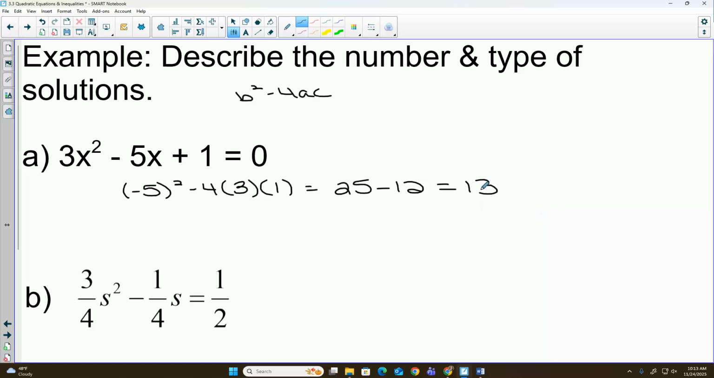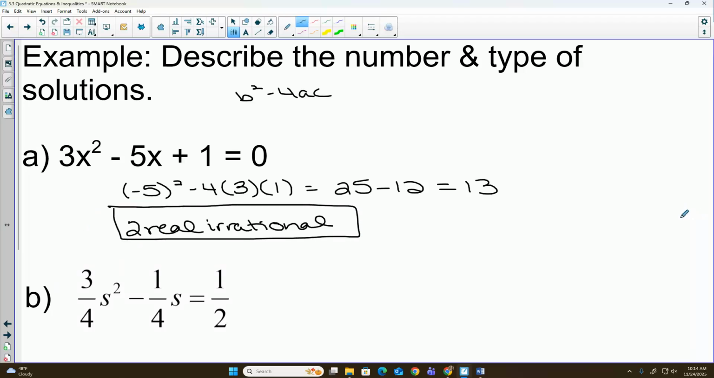Okay, so think about it. If you do the square root of 13, will that be real or imaginary? It'd be 2 real. Will it be rational or irrational? Irrational. Rational means no more radical. This is a positive number, so it'll give me real answers, but it's still going to have a radical in it. So they would be irrational numbers.